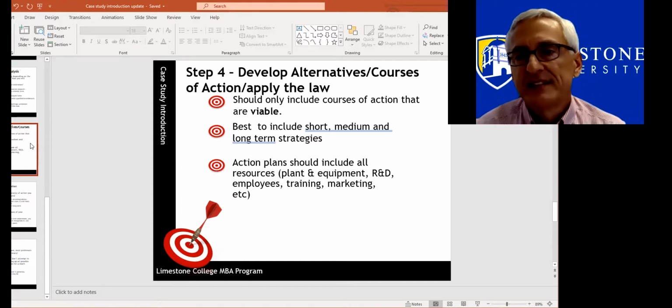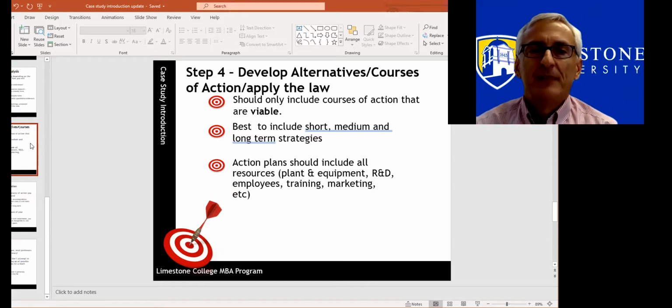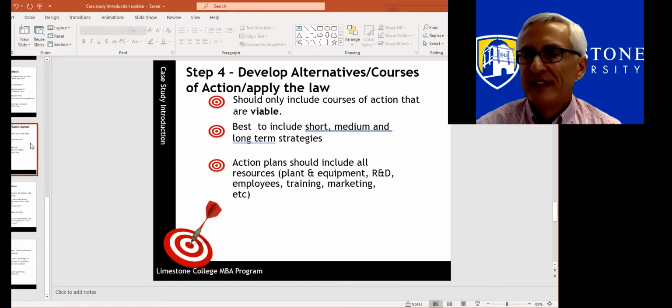The best case analyses have different courses of action that they've thought of that are viable. And I get that shutting down the doors and stopping business might be, in your mind, a viable solution, but I'm going to guess that in most professors' minds, that you have a problem, and recommending to the CEO that they just file bankruptcy and go out of business is probably not considered a viable recommendation. So make sure your recommendations are viable.